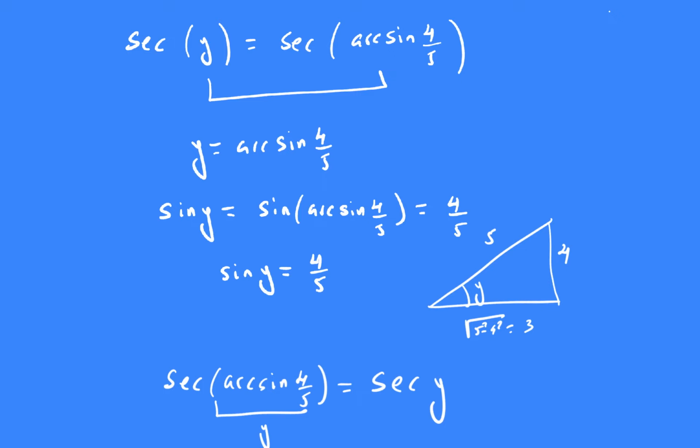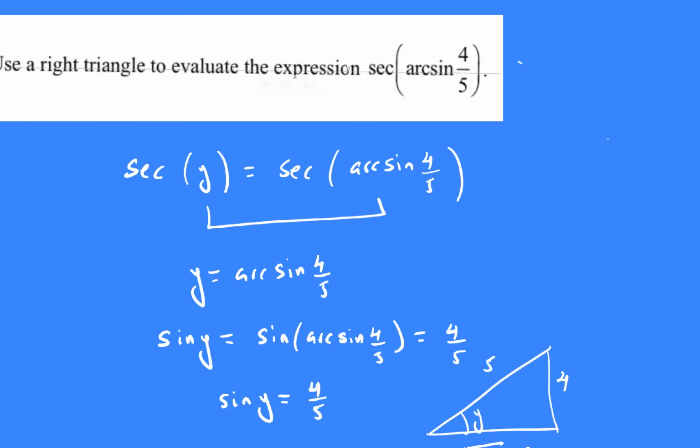And what is secant of y? Secant of y is 1 divided by cosine of y. And what is cosine of y? Y is here, and cosine of y is adjacent divided by hypotenuse. So it will be 1 divided by cosine of y, adjacent 3 divided by hypotenuse 5. So the result should be 5/3. So here you can write 5/3. This is the number.